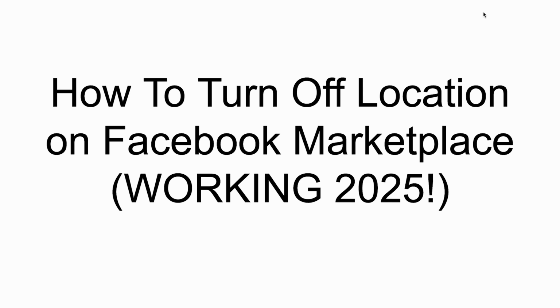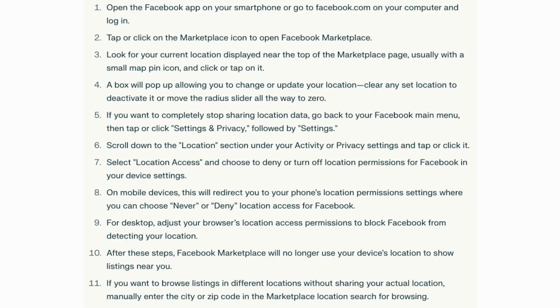How to turn off location on Facebook Marketplace. Open the Facebook app on your smartphone or go to facebook.com on your computer and log in. Tap or click on the Marketplace icon to open Facebook Marketplace.